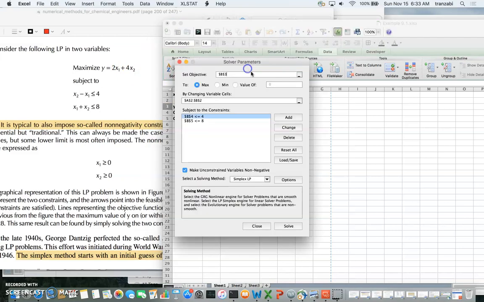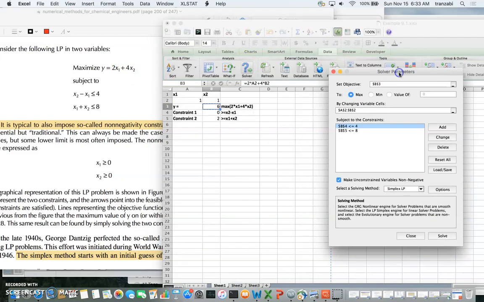Then I go to Solver again. The cell I'm going to optimize is B3. Then it asks whether you want to maximize or minimize. It's a maximization problem, so I'm going to click on maximize. It asks by changing which variables? A2 to B2. These are the cell ranges that I want to change, which means this cell and that cell both.